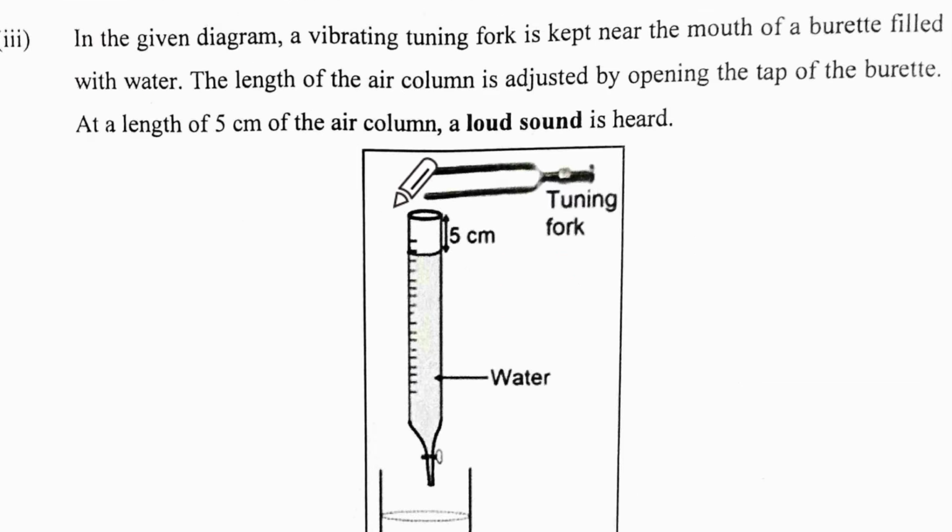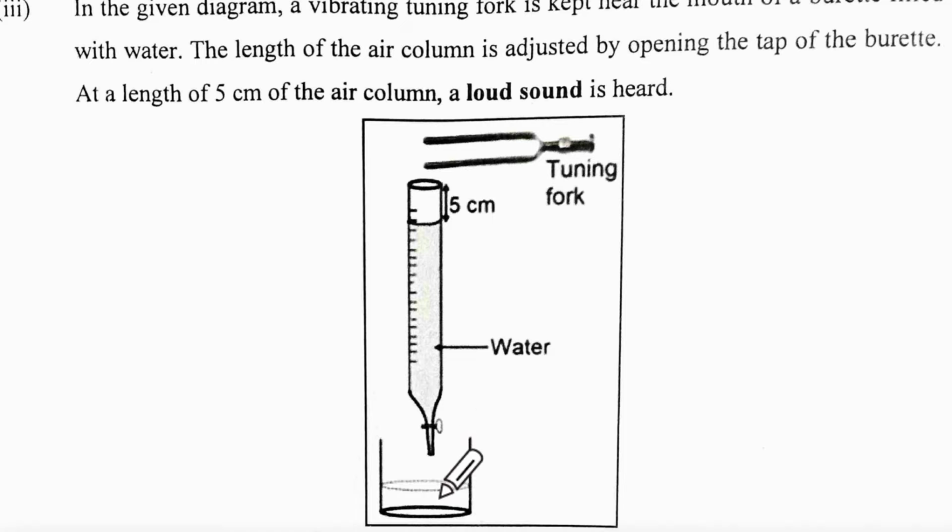The third subpart has this diagram, and in this diagram there is a vibrating tuning fork. It is kept near the mouth of the burette. So this is the burette. It is filled with water, so this is the water. The length of the air column is adjusted by opening the tap of the burette. So this is the tap of the burette and the water is coming down from here. So we adjust this length by removing the water from here so that with this vibrating tuning fork, a loud sound is heard. Now this loud sound is at length from here to here being 5 centimeters.